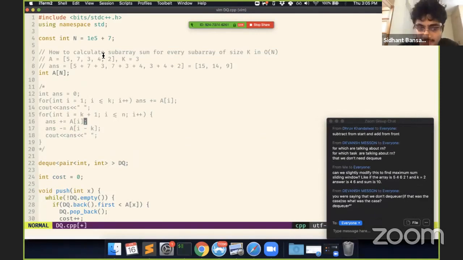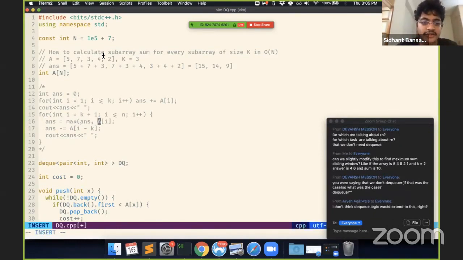In max, you can't do this because you can't have answer equal to max of answer comma a[i]. You can do this, but how will you remove the a[i minus k] value? How will you say, I don't want this value inside me? There is no easy way to say that.